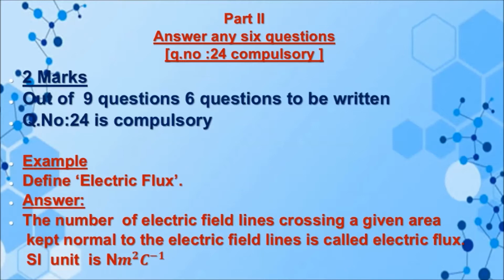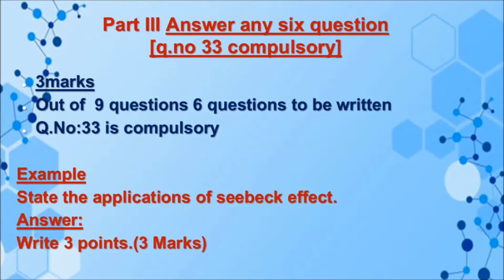Then the 5 theory questions look like a pattern: define, state, what, reason, why, like that they may be asked. Okay, then part 3 is a 3 mark question. Here also totally 9 questions may be asked. You have to attend 6 questions, 5 theory questions plus 1 compulsory question. The compulsory question number is 33. It may be a problem or conceptual question or reasoning question. Then the 5 theory questions look like a pattern: properties, applications or uses, laws, then 1 problem. Apart from the compulsory question, they may ask another 1 problem in the 3 mark questions.